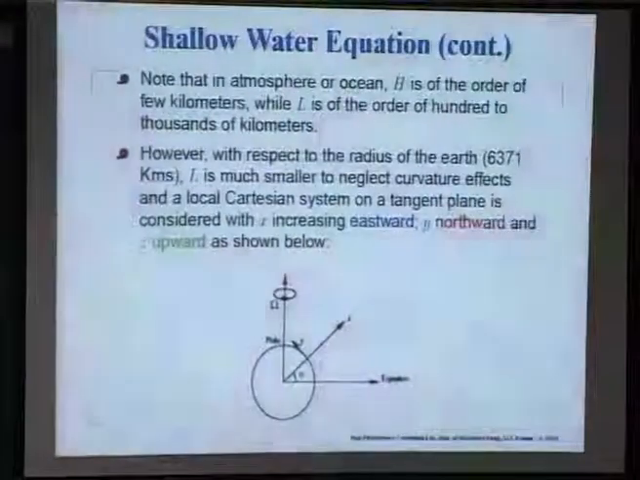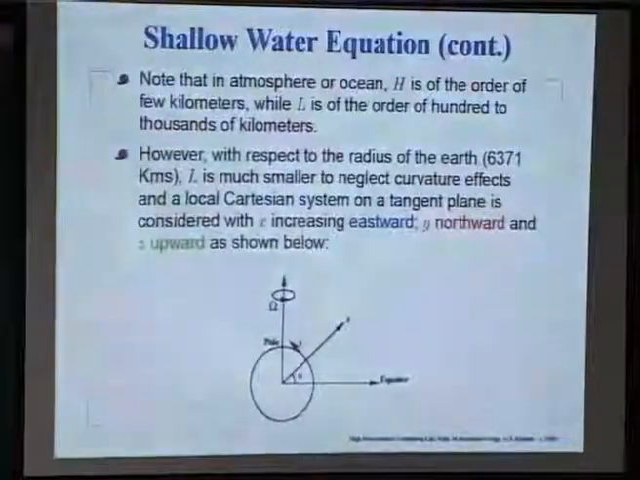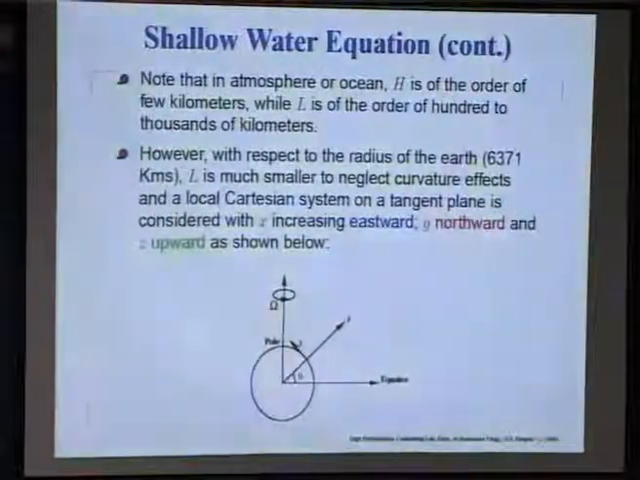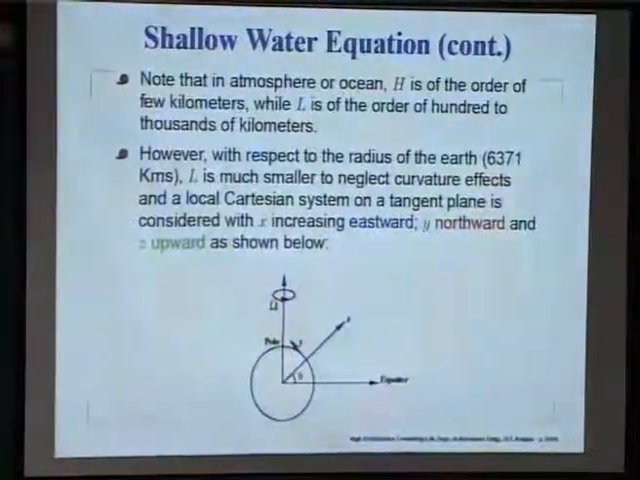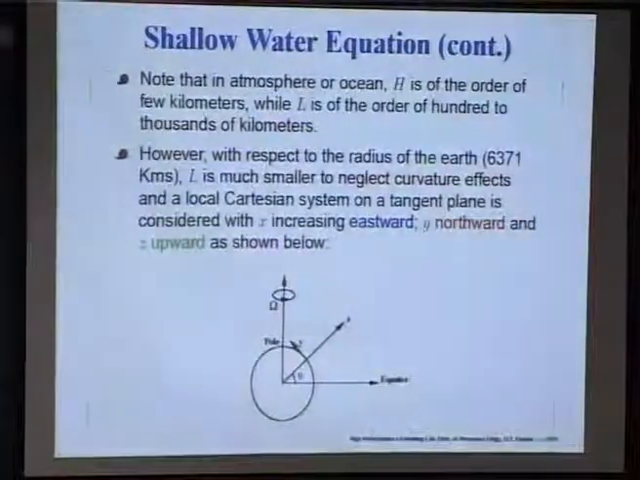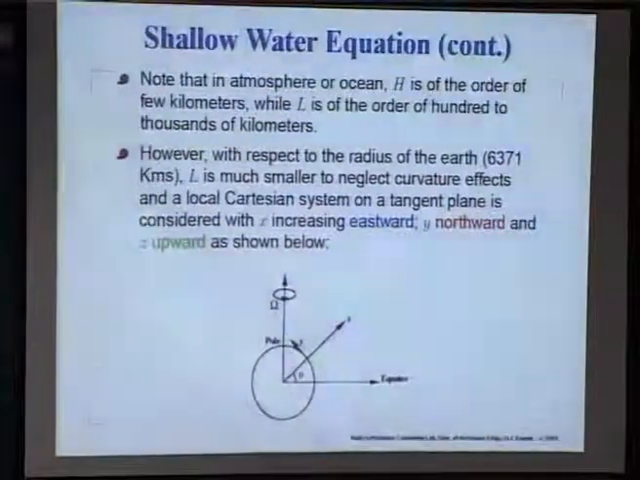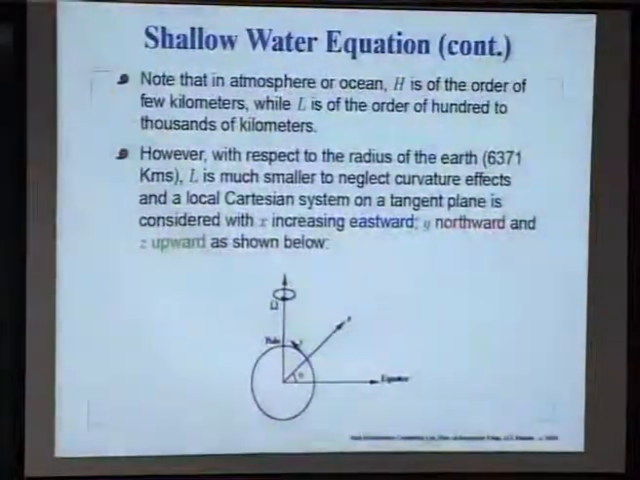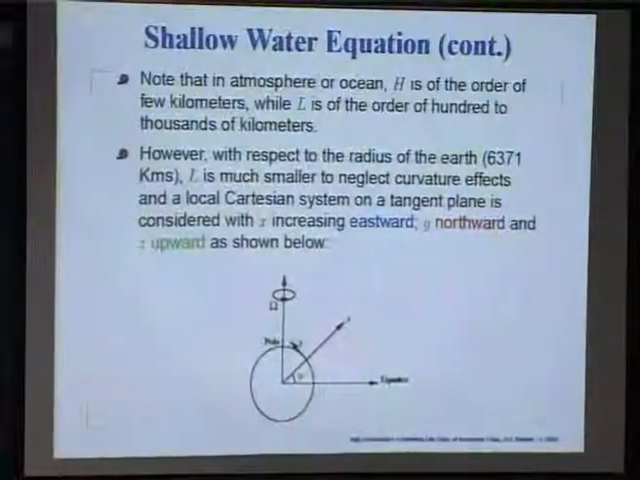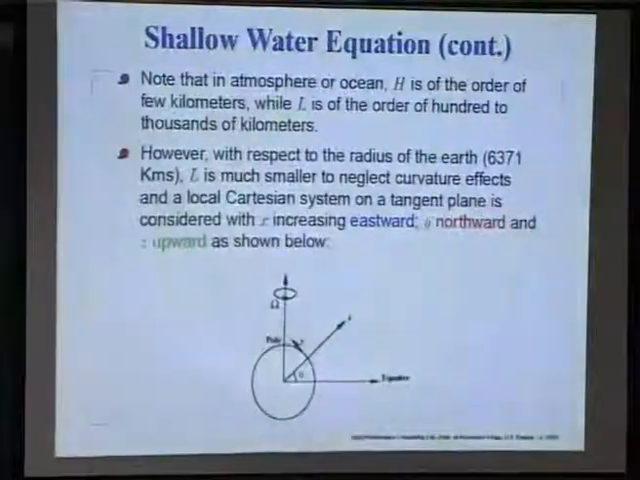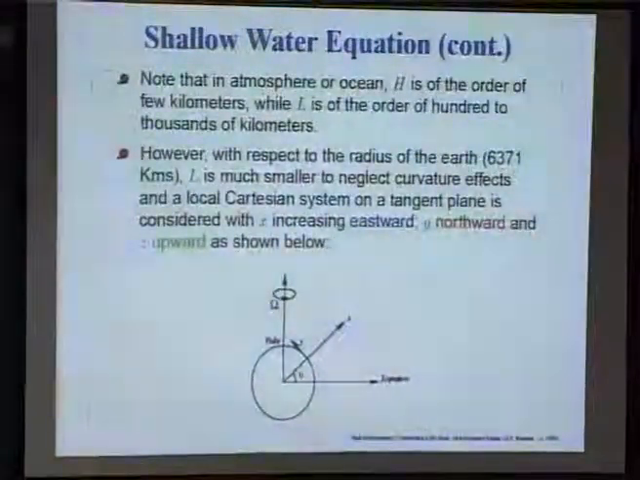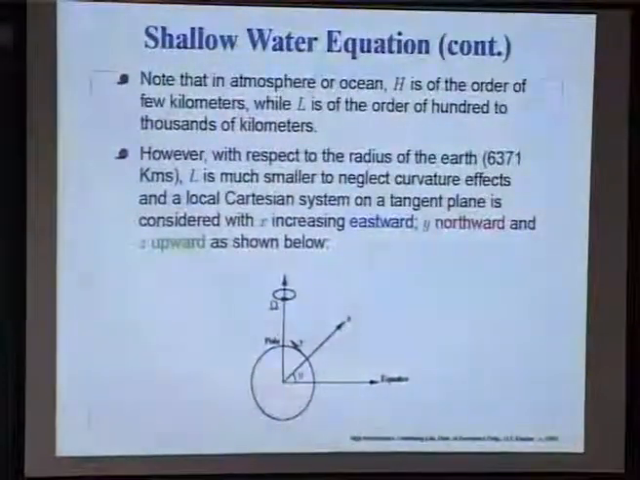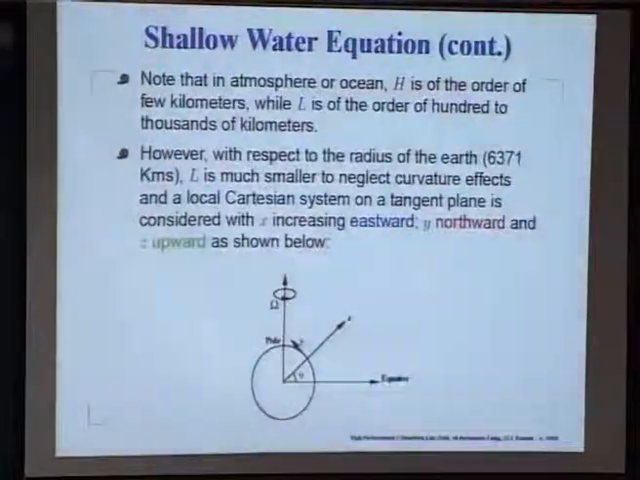So, we justify it by noting that if we are looking either at the atmosphere or the dynamics in the ocean, h is of the order of few kilometers, while L is of the order of hundreds to thousands of kilometers, right. And with respect to the radius of Earth, even this horizontal scale is much smaller.